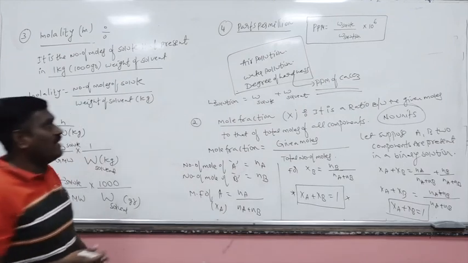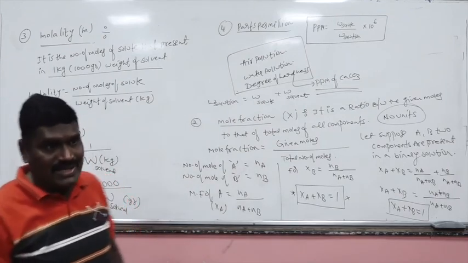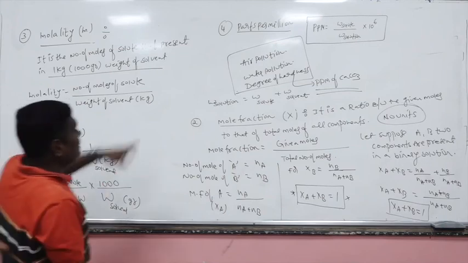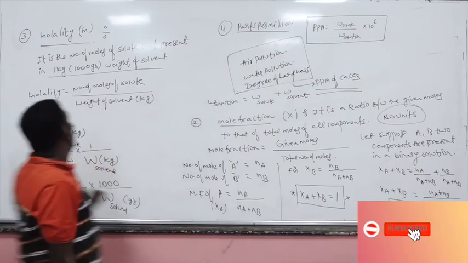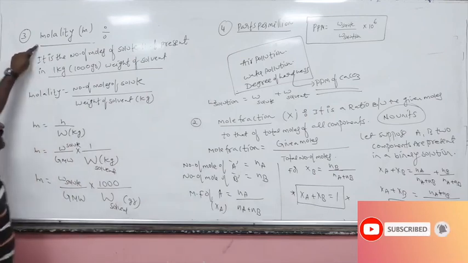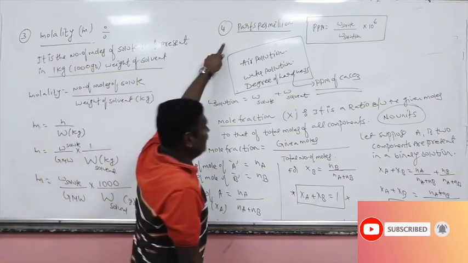Okay. So these are the four concentration terms which are mass related. Once again, number 1 is the mass percentage. Number 2 is the mole fraction. Number 3 is the molality. Number 4 is the parts per million. Okay.